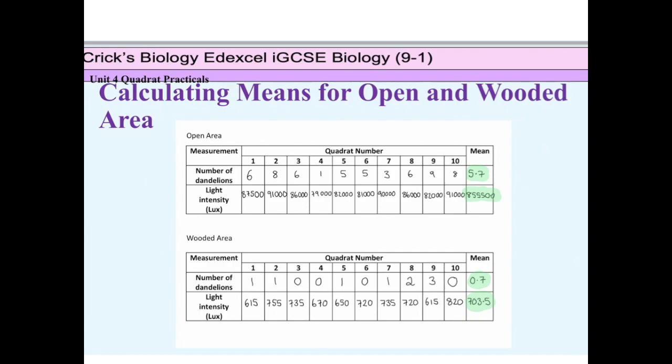As you can see, there are definitely differences here. Why do you think there are so many more dandelions in the open area? Can you come up with a conclusion to this? Have a think and we will come back to this.